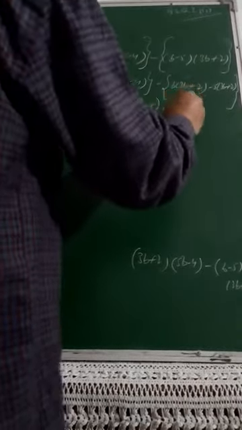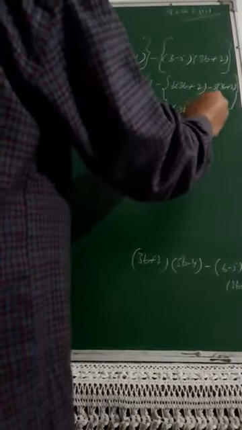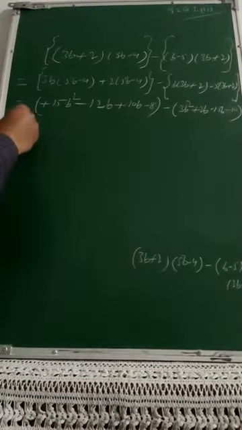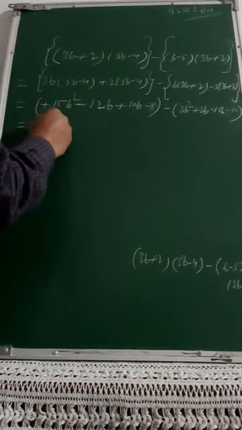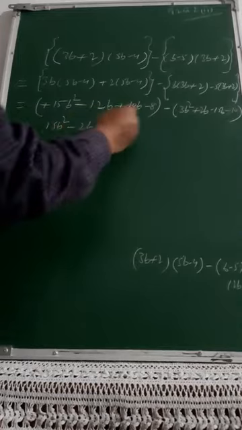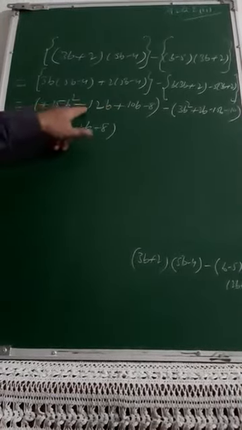Then minus, again here b into 3b is 3b square, plus 2 into b will give you plus 2b, minus 5 into 3b is minus 15b, and minus 5 into plus 2 will be minus 10. Plus into minus is minus, 5 2s are 10. Now check the like terms here. It will be 15b square, minus 12b plus 10b will give you minus 2b. This is minus 8.